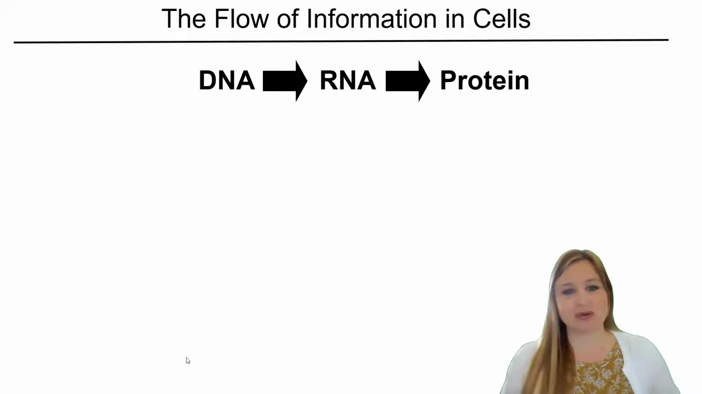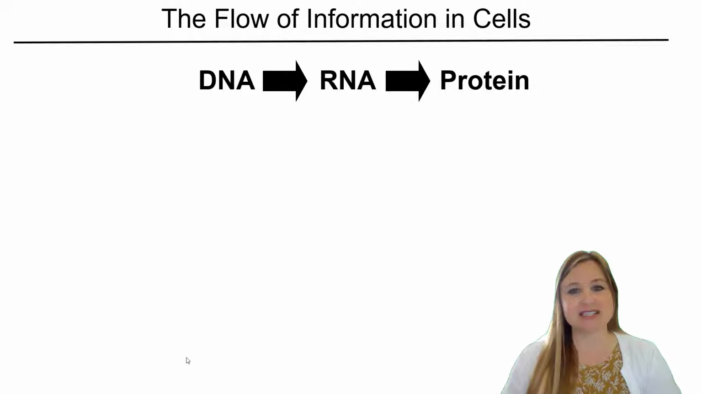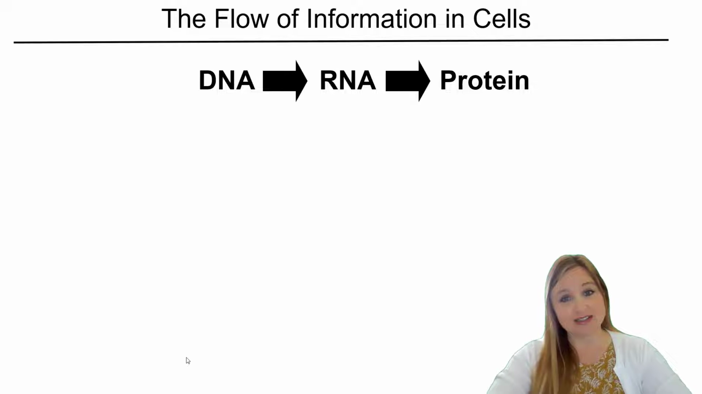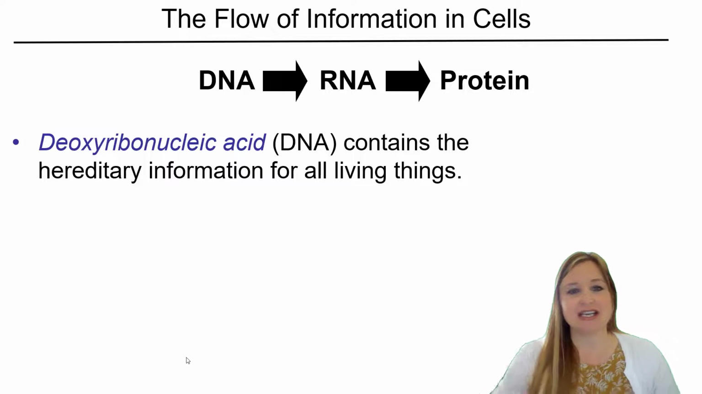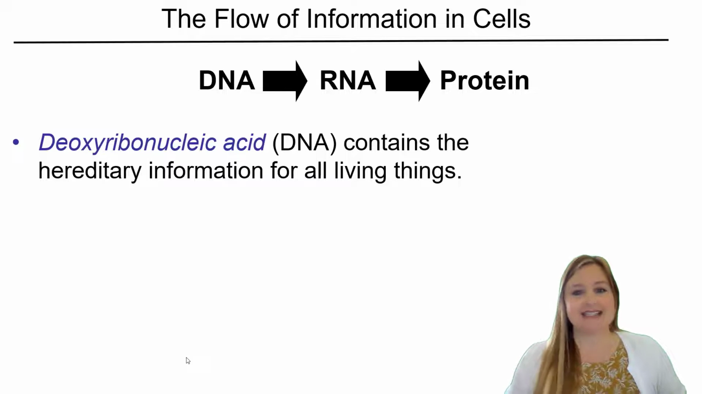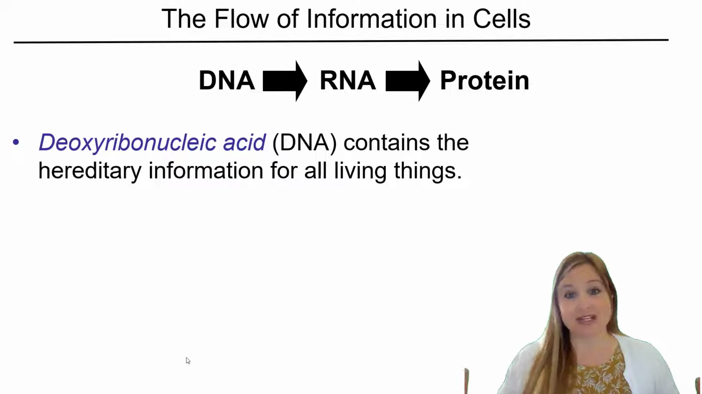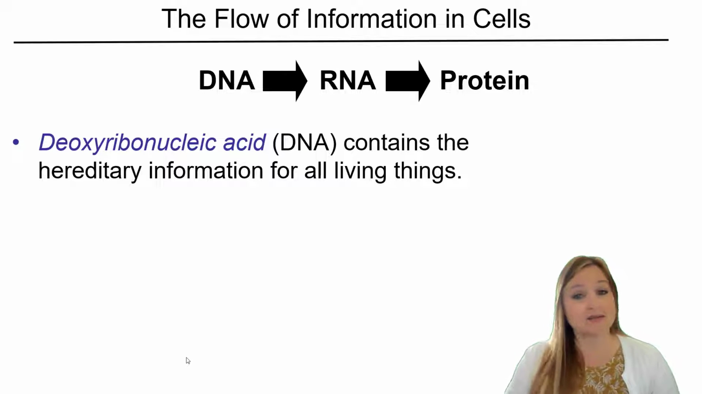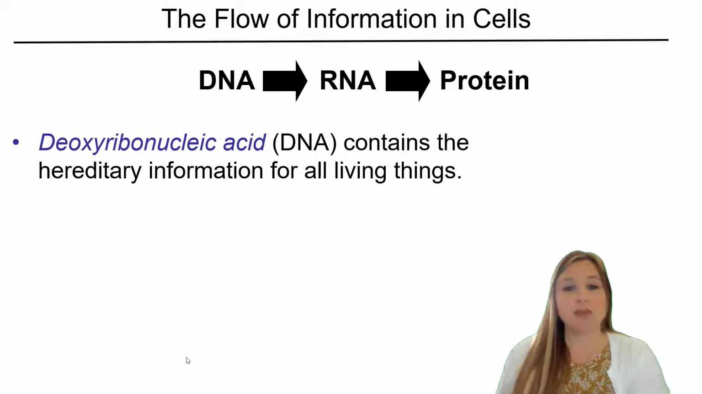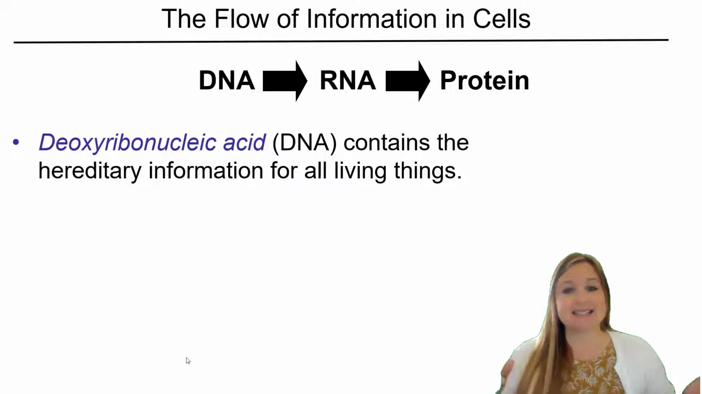Now, I want to remind everyone about the flow of information in cells. Remember, DNA to RNA to protein. And this is called the central dogma of molecular biology. Now, DNA contains all of the hereditary information for living things. So all living things have DNA in their cells. DNA is what's passed down from generation to generation, but it's also the instructions for how a cell lives.